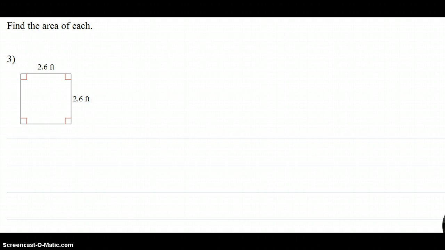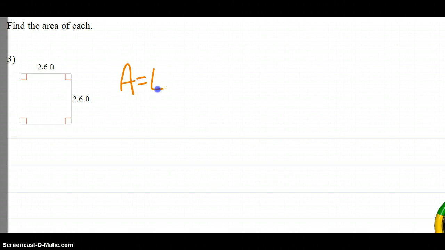Area of a square or a rectangle. Area is length times width. Just make sure that you look, sometimes they trick you with the units squared.